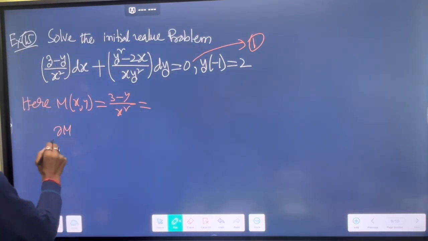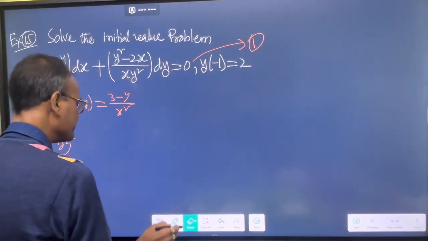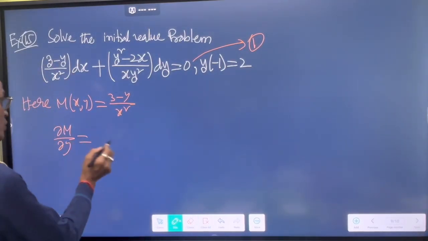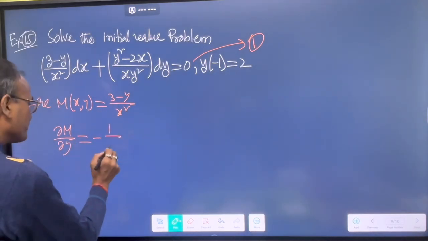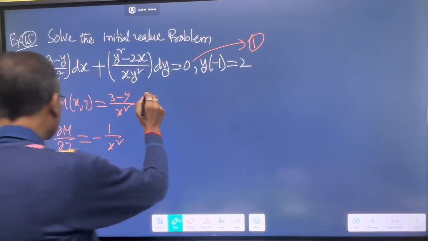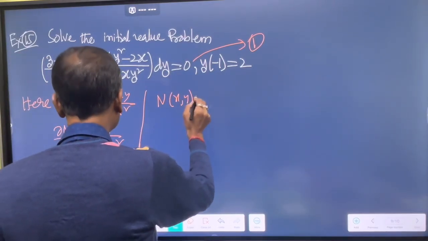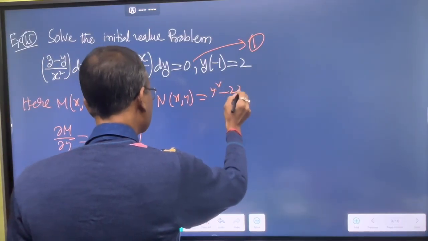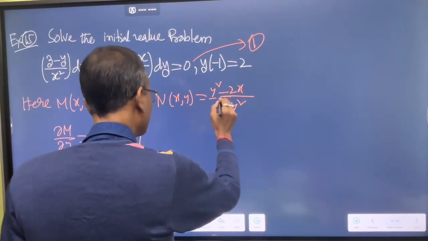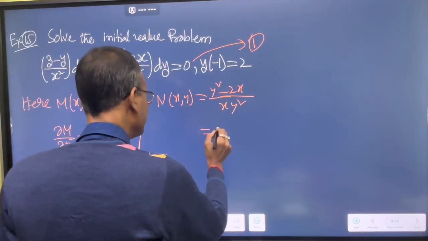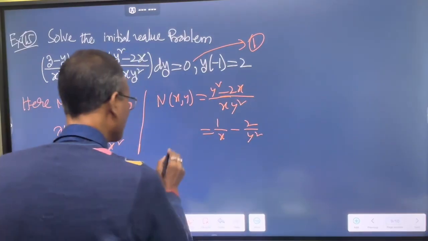∂M/∂y. What is ∂M/∂y? With respect to y, it is -1/x². N = N(x,y) = (y² - 2x)/(xy²). This is equal to 1/x - 2/y².